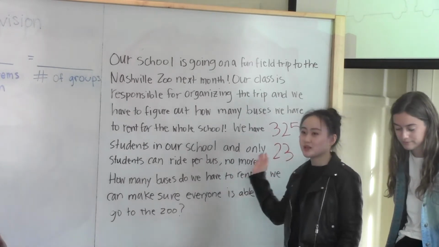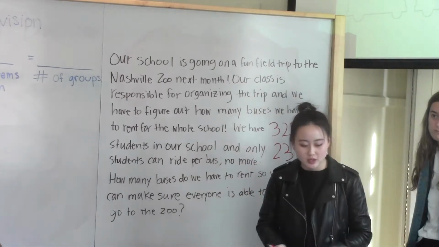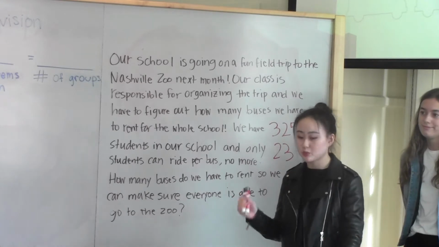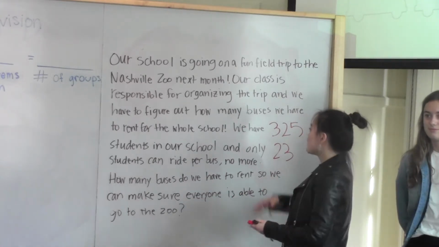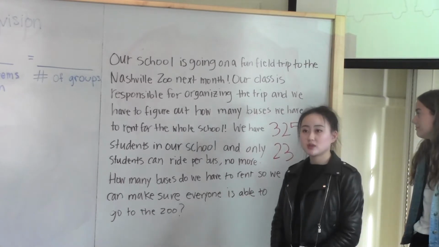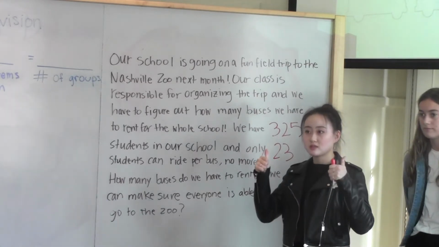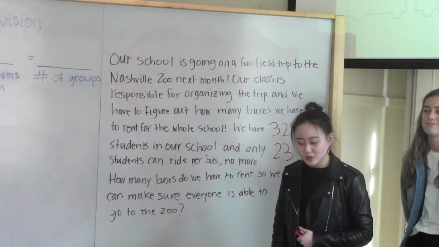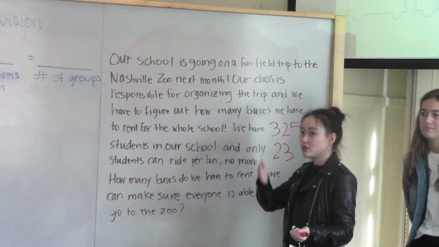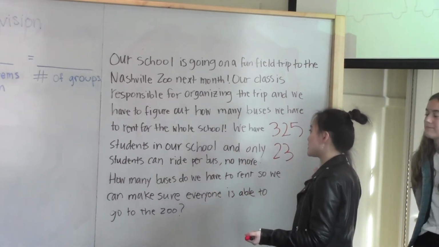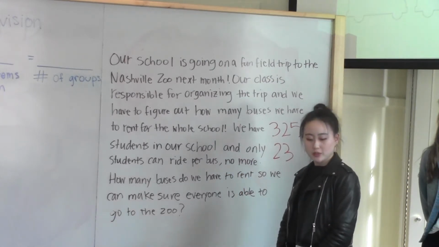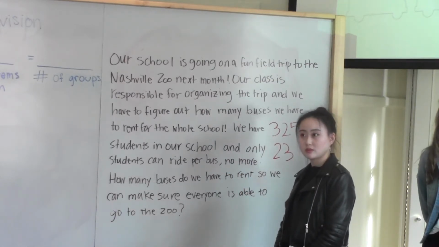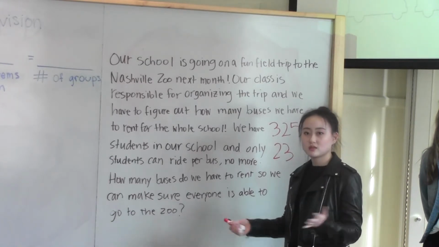So before we go into our small groups, I just want to have the whole group discuss and brainstorm a few strategies that we can use. So first of all, reading the question, do you guys need more time to read the question, or did everyone get the question? Yes? Okay, so what operation do you think we need to use to figure out how many buses we have to use so that all students can go to the zoo? What operation do you think we can use?